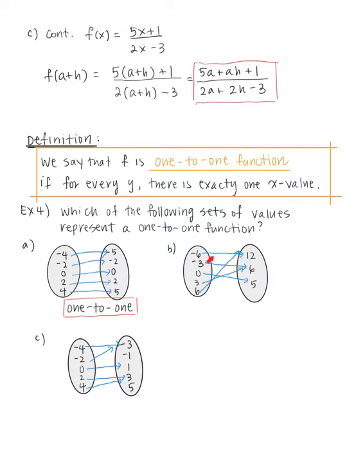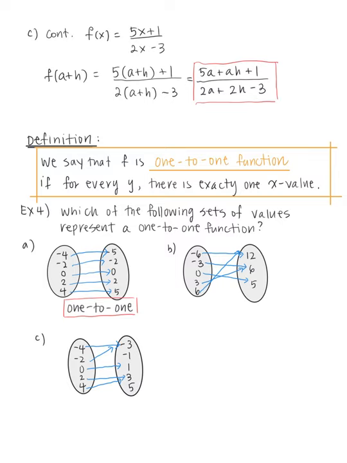Well, you got negative 6. When y is 12, x is negative 6. When y is 12, x can also be 6. Okay, so that means what? Our y value has 2 different x values. So therefore, this is no longer a one-to-one function.